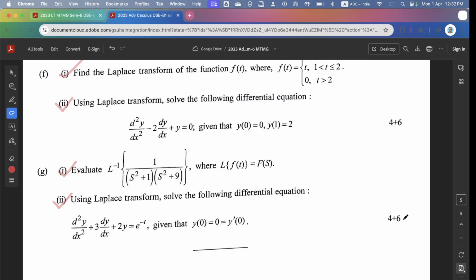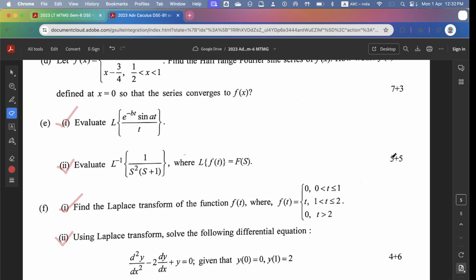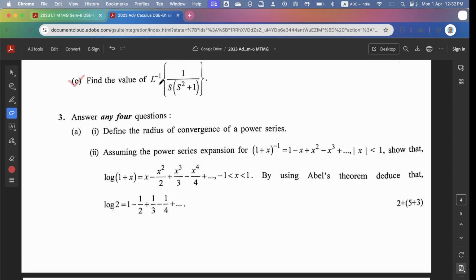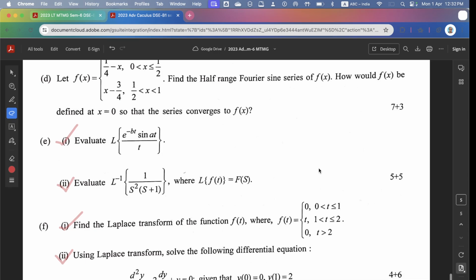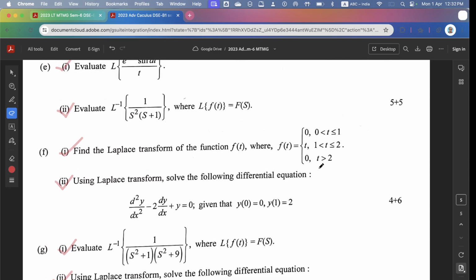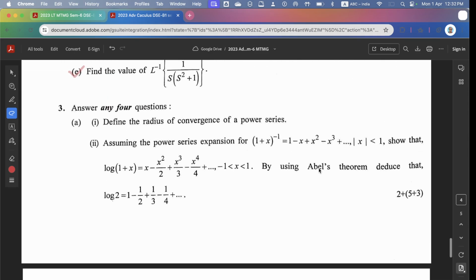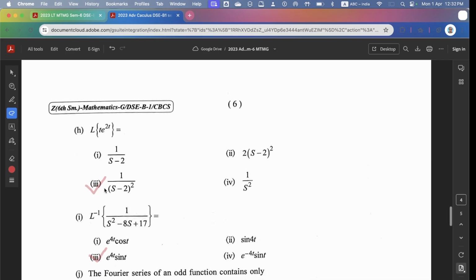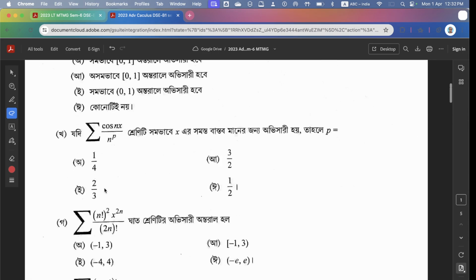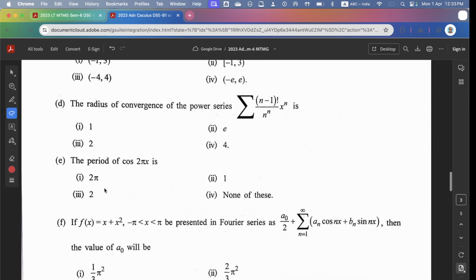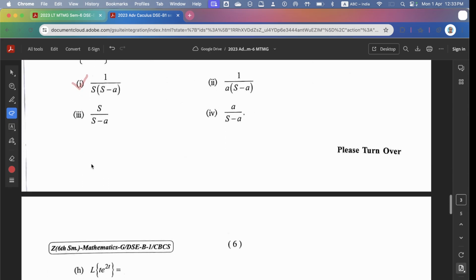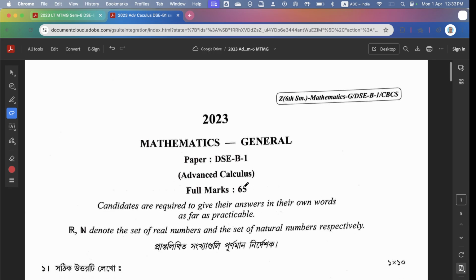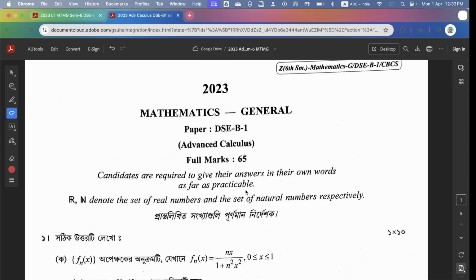So we get 4 plus 16, and 5 plus 5, 10, so 30. Question number 3, any 4 questions. So from question 3 we get 30 marks, only touching the Laplace transform. And from question 2, we get 5 plus 5, 10. So total 40, plus the 1 into 10 from the small MCQ questions, we get only 2. So out of 65, you can easily get 40 to 42 marks from the chapter of Laplace transform. Thank you for watching this video.